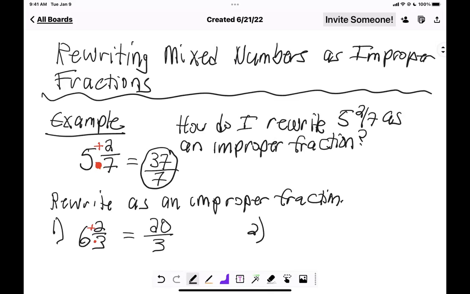Number 2: 10 and 9/10. Multiply, add. So 10 times 10 is 100, plus 9 is 109/10, or 109 out of 10.